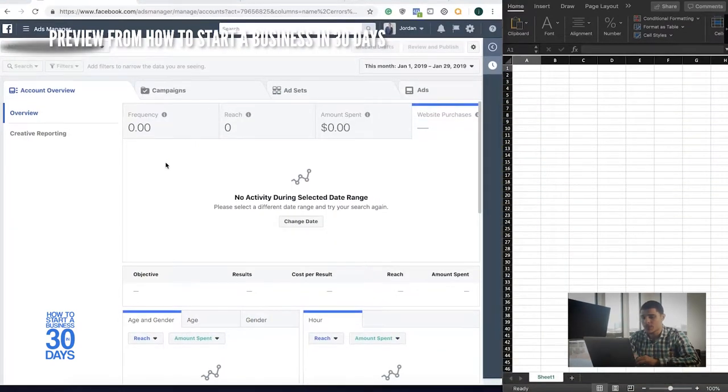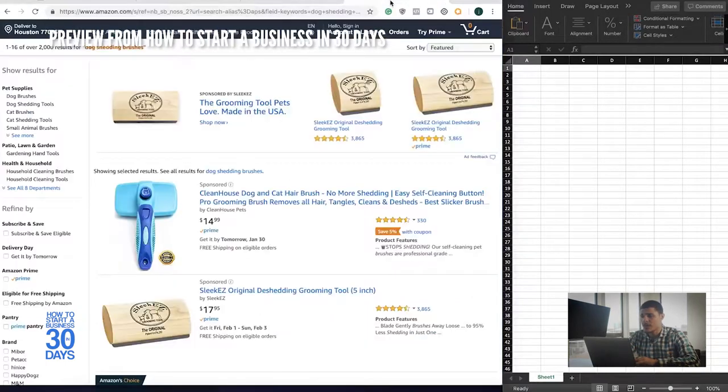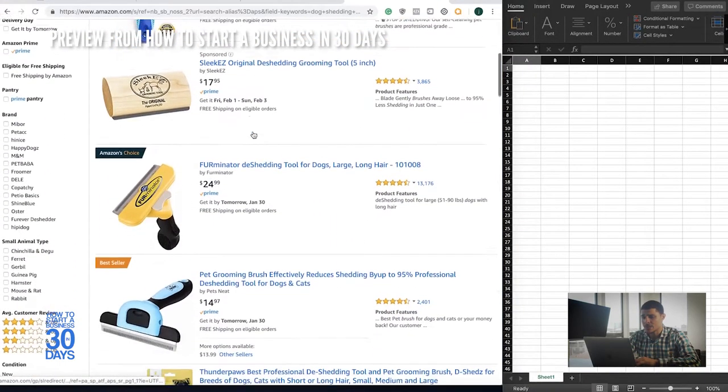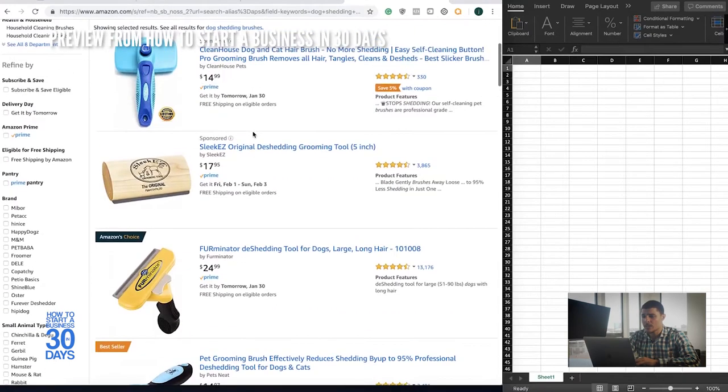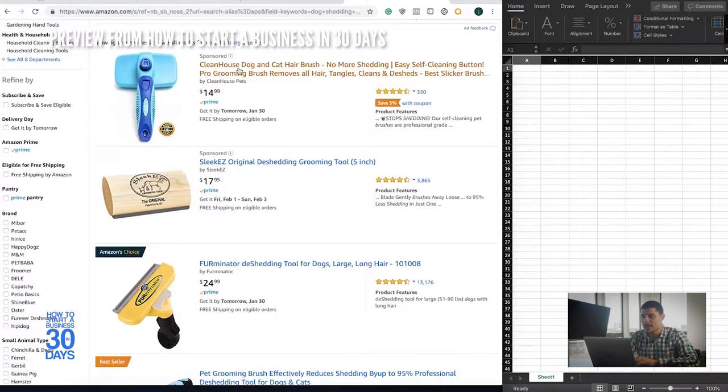So as you see on my screen, we're at the Ads Manager, and for this actual demonstration, we're going to do a dog product. I went on Amazon, found a couple products that I think would be some winners. And right now what I'm looking at is a clean house dog and cat brush grooming product. We've got the cat and dog brush, and it's for shedding.